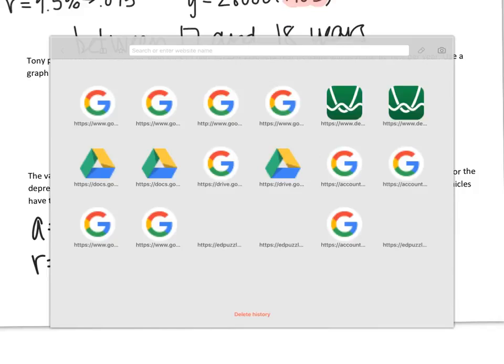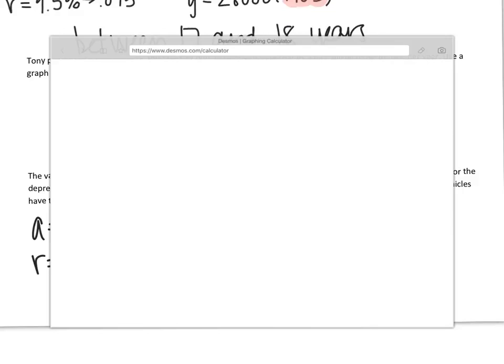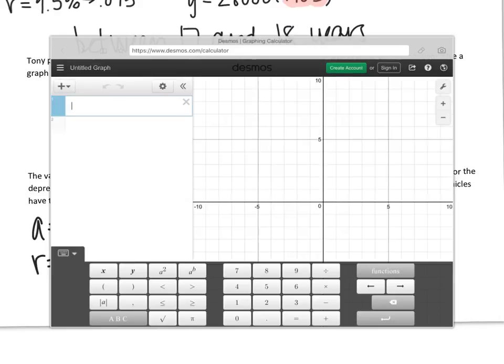Solution. How do I find that? What am I looking for on the graph? The spot where you intersect. I'm looking for the intersection, where our two graphs meet, where our two graphs intersect each other. So same graph we previously had.